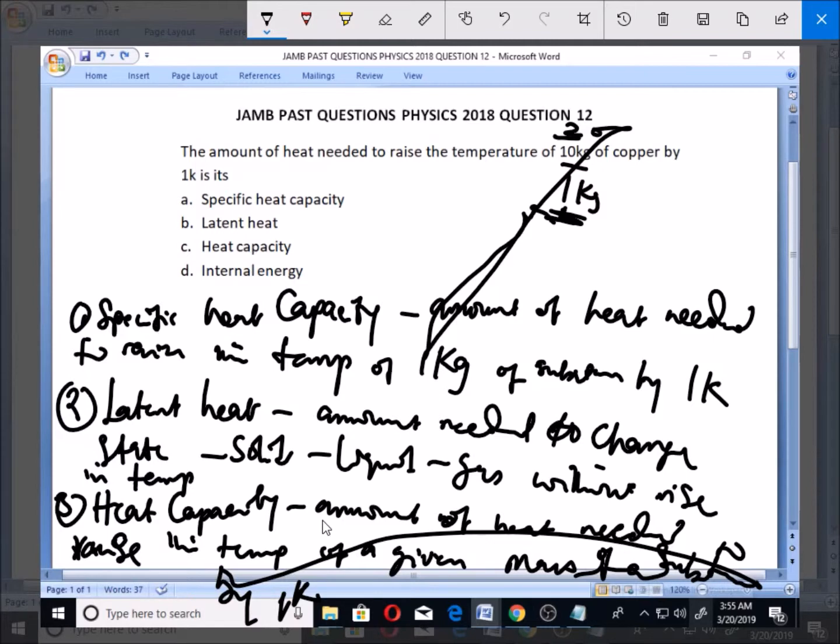Whereas internal energy is the energy due to the molecular bonding. So the molecular energy, the positioning of the molecules, that is what causes the internal energy.